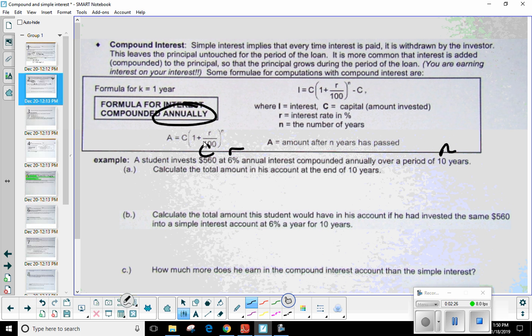So the formula here, because it says calculate the total amount, so I'm going to use this one here. Okay, the amount is equal to 560 times 1 plus. Now again, we're going to leave this as a percent. The old formula you looked at, probably Algebra 1, Algebra 2, would have you change it to a decimal, but we're going to leave that as 6 and then divide by 100. Then we're going to go ahead and raise that to the power n, which in this case is 10 years. Okay. And then it's just a matter of typing it into the calculator.